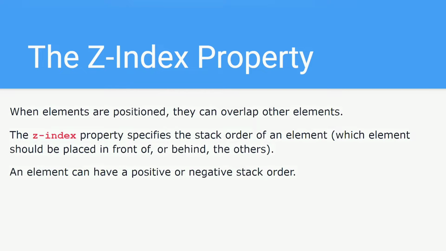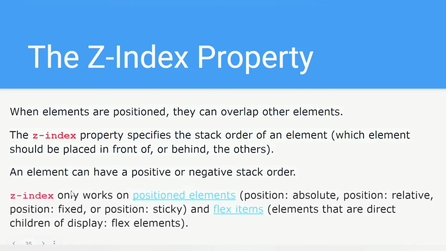An element can have a positive or negative stack order. Negative stack order means that particular element will be behind another element, and positive means it will be above another element. The Z index only works on positioned elements. In the previous video we learnt about the position property, which has values like relative, absolute, fixed and sticky. By default it is static. Let me show you in the demo how we can make use of this Z index property.